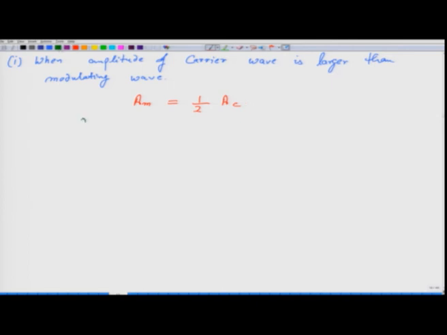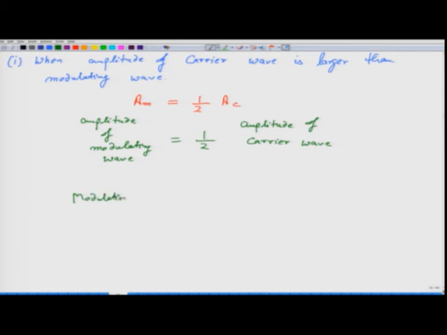So, the amplitude of the modulating wave is equal to half of the amplitude of the carrier wave. In this case, the modulation index will be equal to AM divided by AC, and that will be equal to half or 0.5.